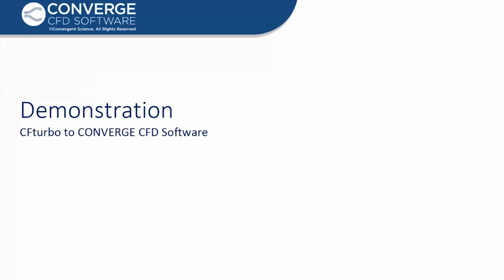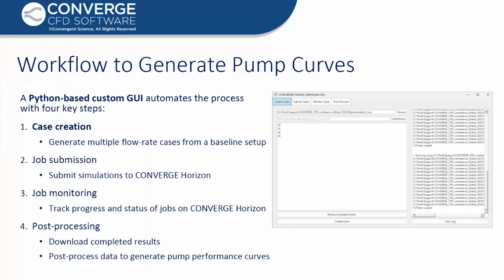Now I'll take you through a workflow to generate the pump curves, right? So we generated one baseline setup. Now a pump curve is basically, let's say, head for different mass flow rates, etc. So what we have to do is create multiple cases. So we have created this Python-based custom GUI which automates all this process. So the first part is case creation. You can define what mass flow rates you want to run the simulation for. It's going to create all those multiple mass flow rate cases based on the baseline setup.